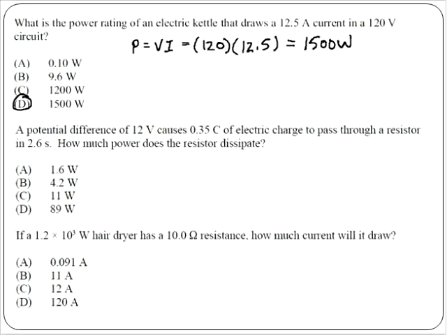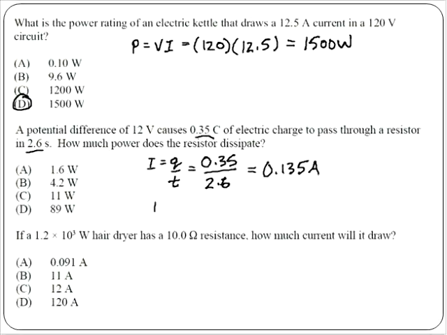All right, next one. A potential difference of 12 volts causes this much charge to pass through a resistor in this amount of time. Now, to get power, remember, I need voltage and current, or voltage and resistance, or current and resistance. I already know voltage, and I have enough information to find current, because current equals Q over T, which is 0.35 over 2.6. That gives me a current of 0.135 amps.